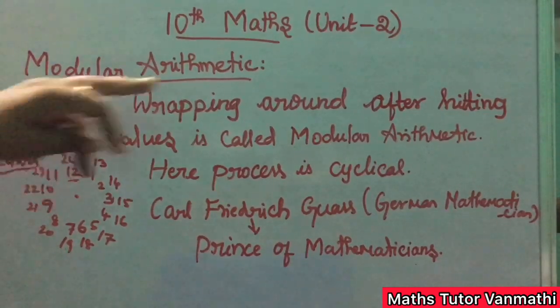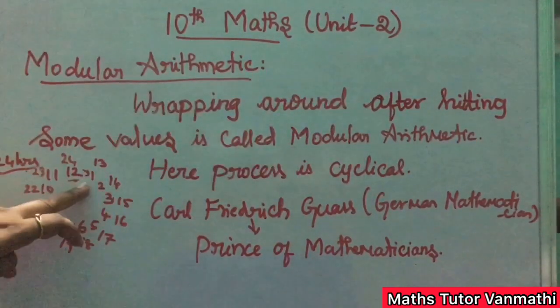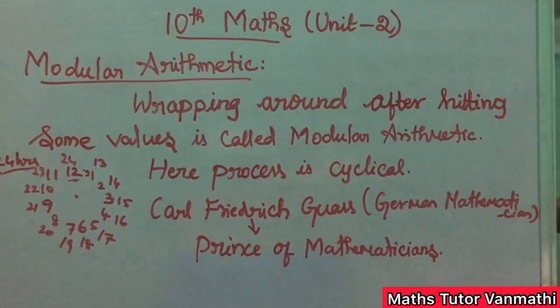So wrapping around after hitting some value is called modular arithmetic. Some examples of modular arithmetic are day and night, which is a cyclic process. Next are seasons: four seasons come in a cyclical order, and also the life cycle of a plant. These were some examples of modular arithmetic. Next we can go to the topic congruence modulo.